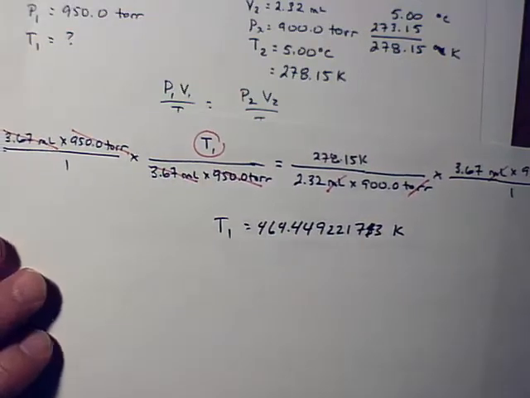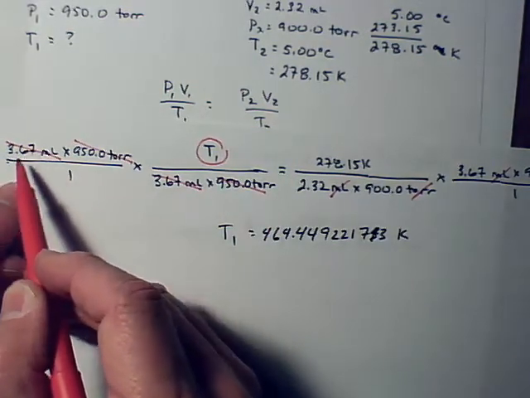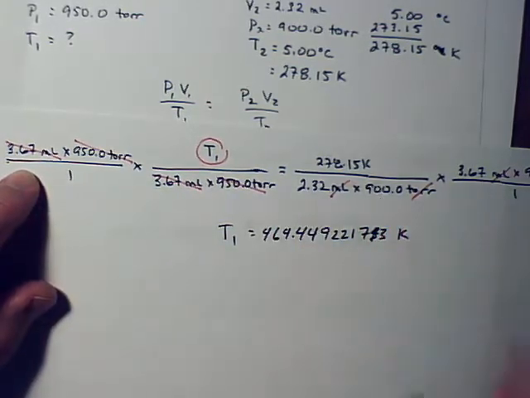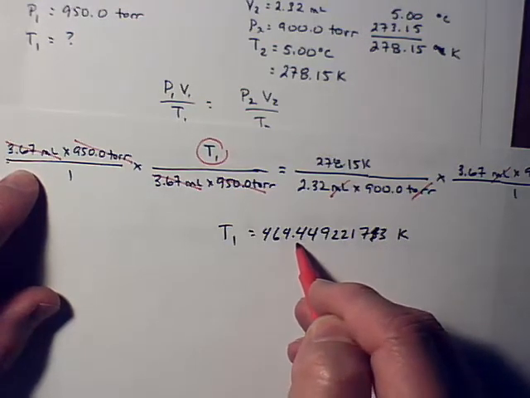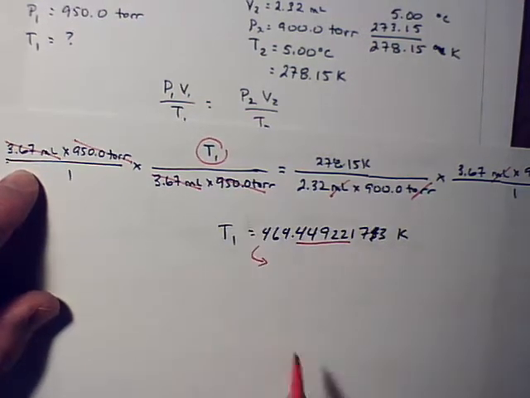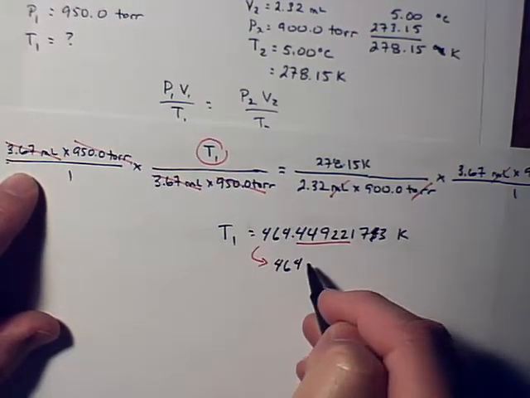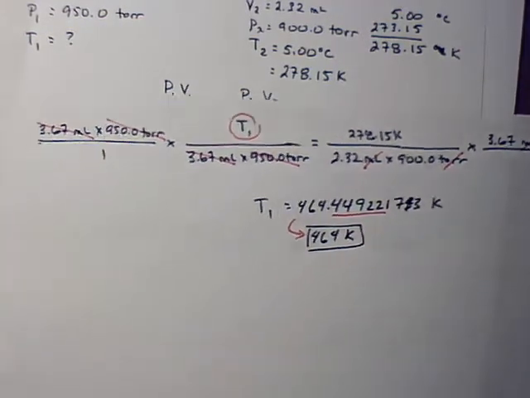We want to round this off to 3 significant digits because this is the measurement in the problem with the least number of digits. 3.67. So there's only 3 digits there. So we're going to underline everything after the first 3 digits, 1, 2, 3, underline, round off, and you get 464 K. And the problem didn't ask you to change it into degrees C, so you could stop there.